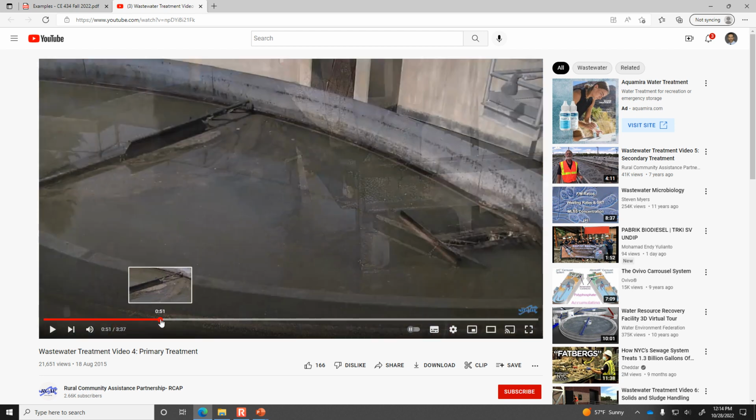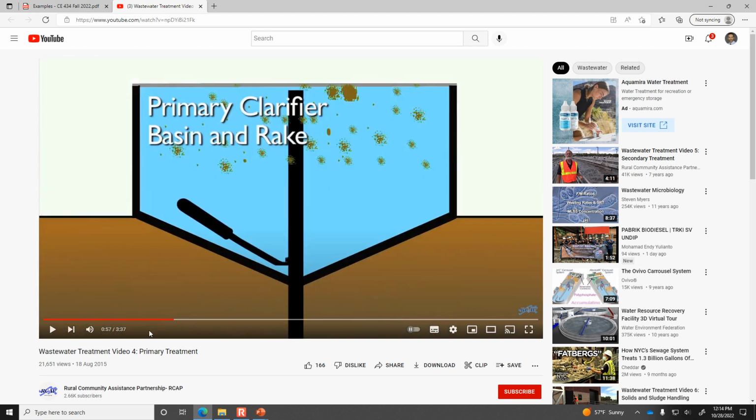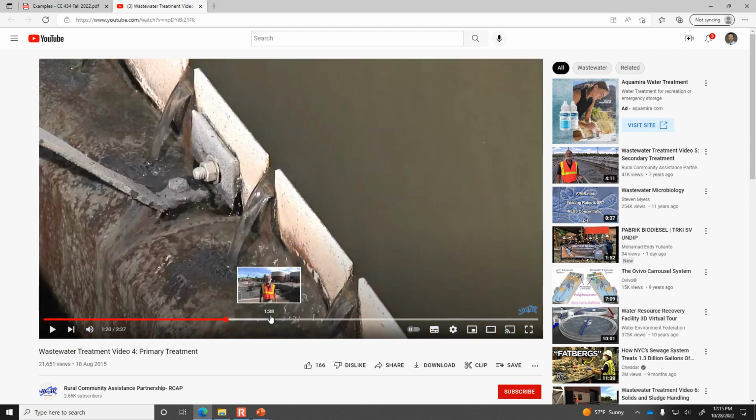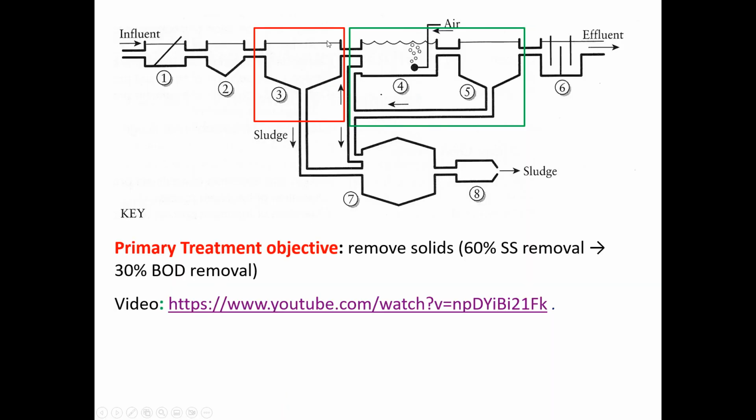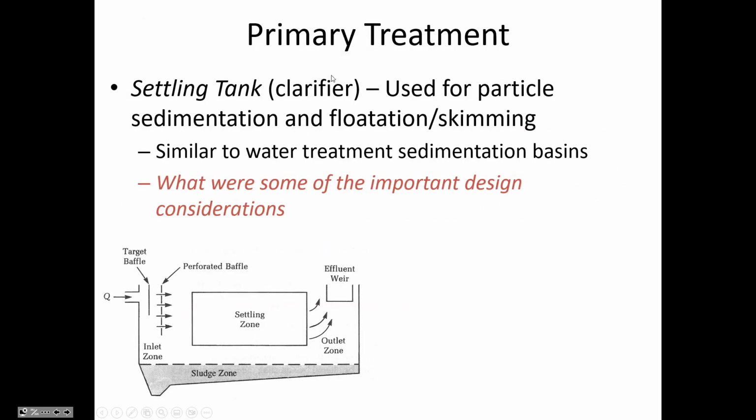Let's see, they had this side view, right. So it just makes the point that along the bottom is some sort of a rotating squeegee-like device, and then also at the top is something which is removing the scum. And so the quiescent conditions inside of a settling basin are really important to allow that to be accomplished.